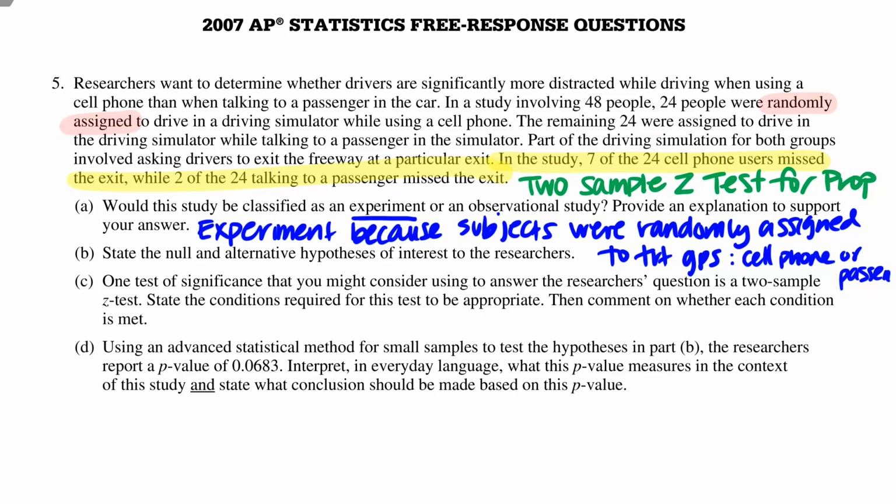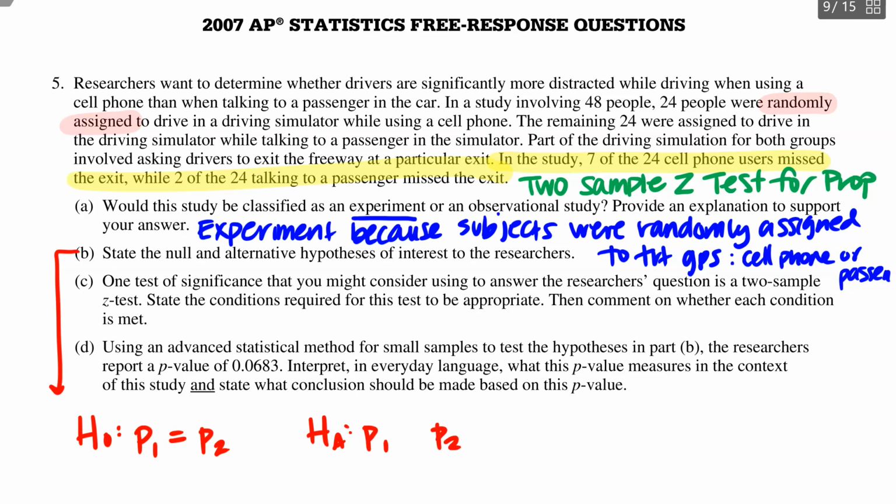Part B, state the null and alternative hypothesis of interest to researchers. This is exactly what I was saying on number 4. I don't expect them to make you do the mechanics of the test, but I do expect them to have you set up the hypotheses. So for part B, this is when it's so important that we recognize there's a 2-sample z-test for proportions, because now we can say, aha, we're looking at how P1 is equal to P2. Ha is that our proportions are different, right, in terms of this group and the other group.